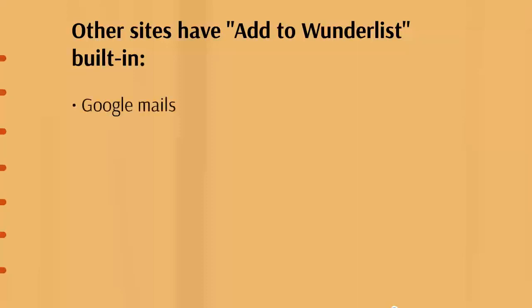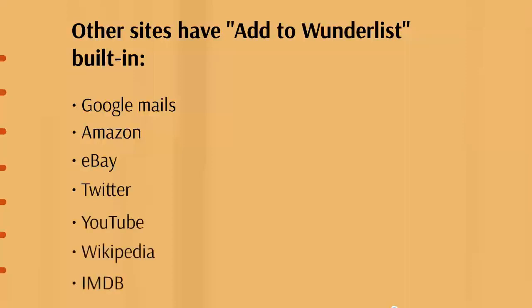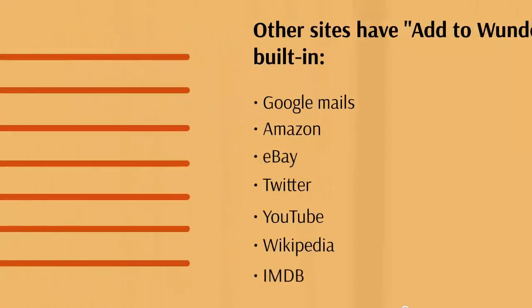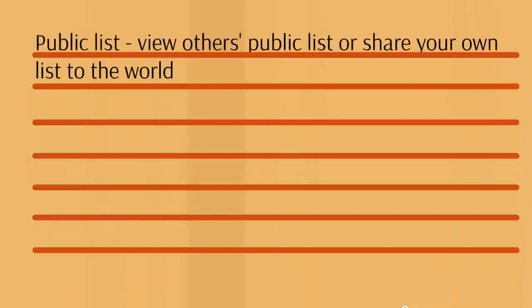Now, other sites that have add to Wunderlist built in are Gmail, Amazon, eBay, Twitter, YouTube, Wikipedia and IMDb. So the nice thing about that is it allows you to integrate what you're using in your day-to-day lives into Wunderlist. And Wunderlist is growing and it's really big, and it's getting to a point where it's getting integrated into all sorts of platforms, which just makes life easier for you in the long haul.